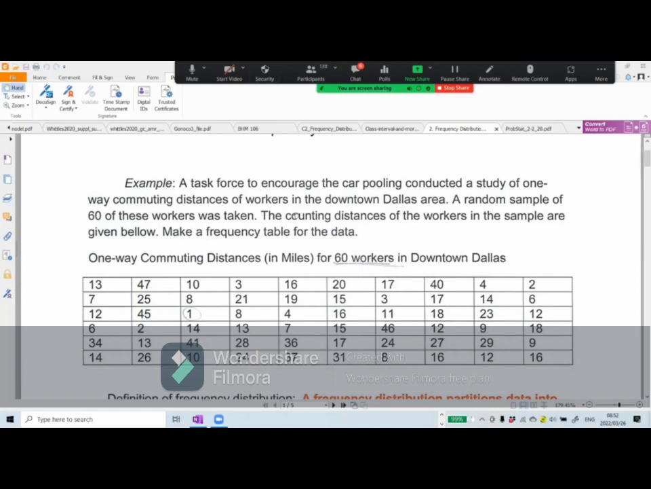Are you? Just make sure that you arrange the data the way they arrange it. 6, 6 per column. Okay. And you have 10 columns. That's all.